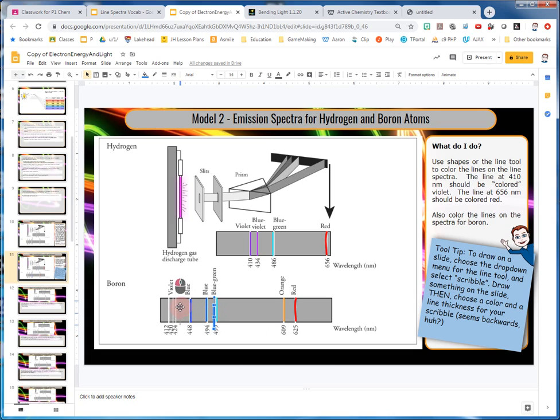Control C, Control V, and a bunch of violets, right? Honestly, I don't even care if you just make them all the same. You know that they're different. And I'm using the arrow keys because I think that's easier right now. And it looks something like that. Good enough.